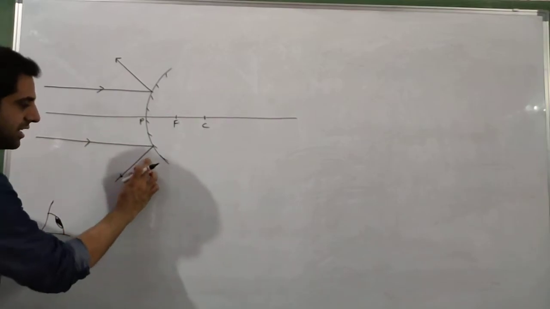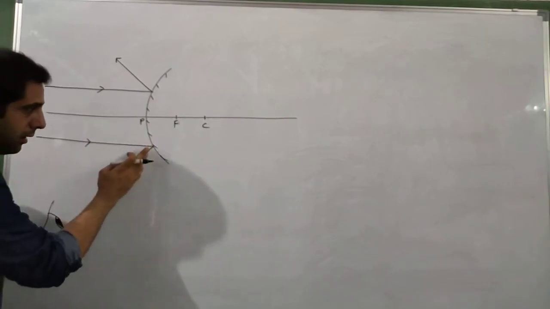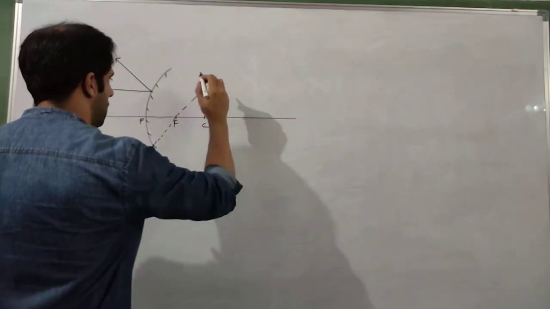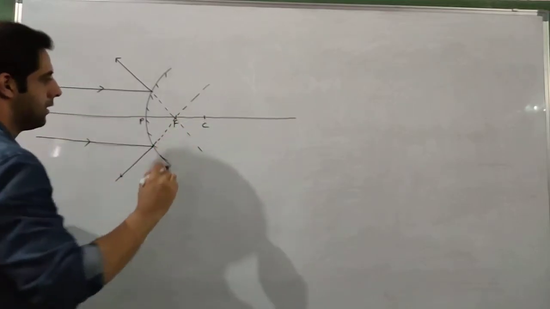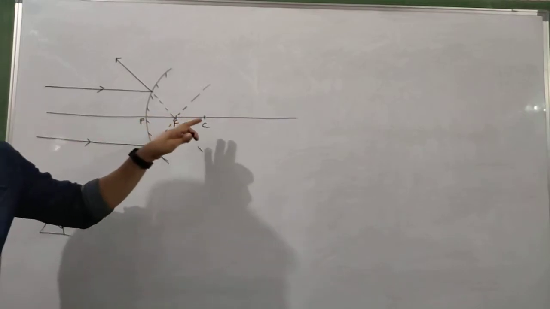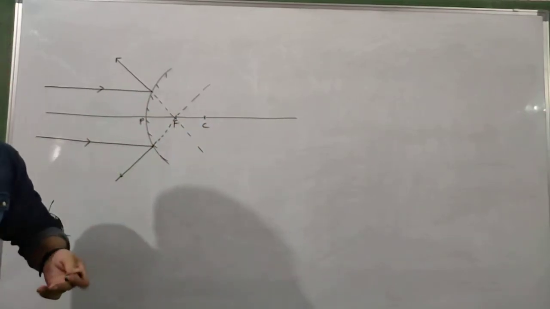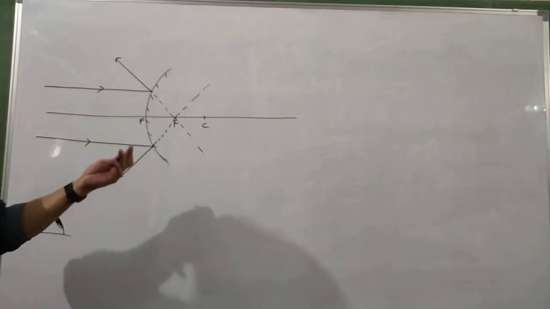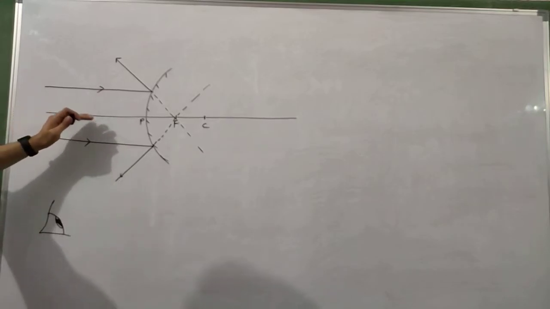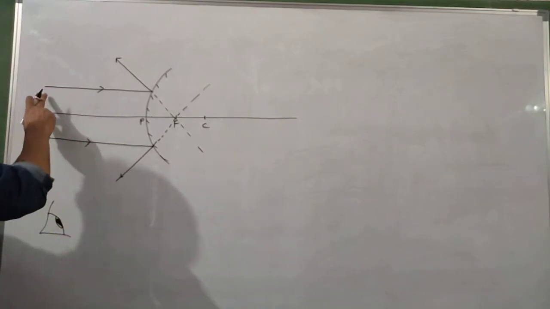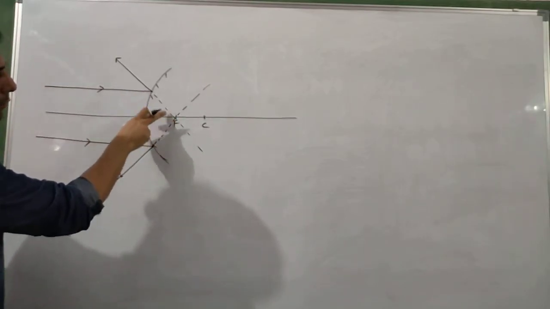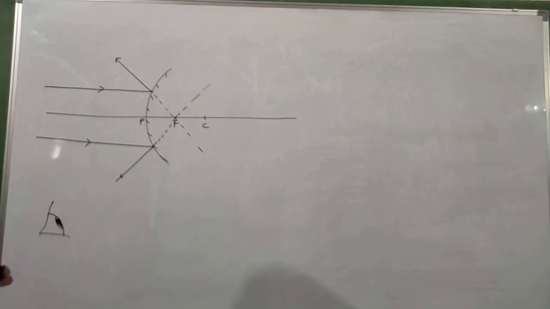That means if I extend this reflected ray behind the mirror, it will pass through the focus, like this. These rays are actually not passing through the focus, but they appear as if they are passing through the focus, or in other words, they are coming from the focus to the observer. So this is one of the rules that we follow: if the ray is parallel to the principal axis, it would appear that it is coming from the focus of the mirror. This is one of the rules.